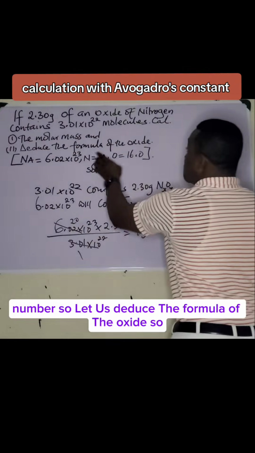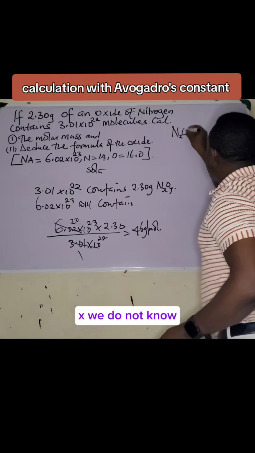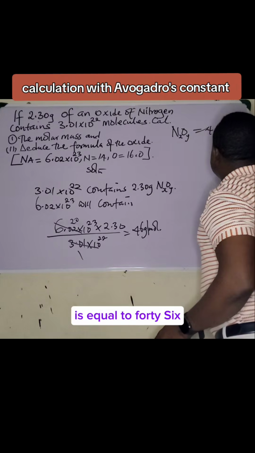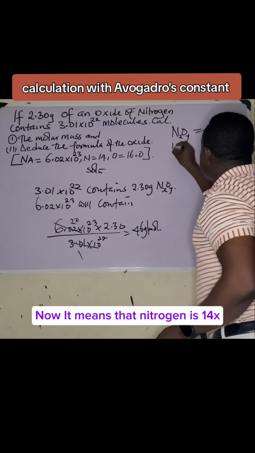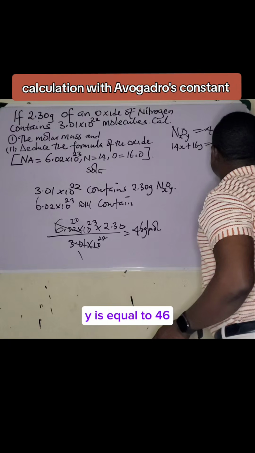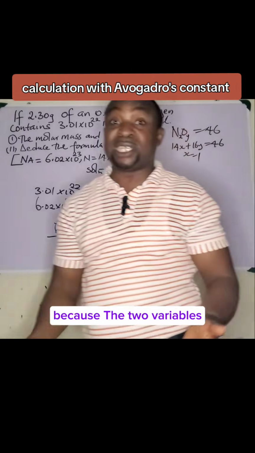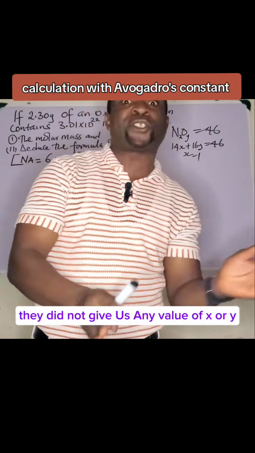So let us deduce the formula of the oxide. If the formula of the oxide is NxOy, which we do not know, its mass is equal to 46. Now it means that nitrogen is 14x plus oxygen is 16y is equal to 46. So let's try when x is equal to 1, because the two variables, they did not give us any value of x or y.